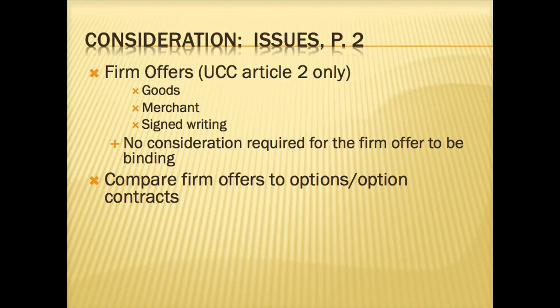Another issue that arises with consideration is the issue of firm offers. Firm offers are under UCC Article 2, and there are several characteristics of firm offers, including that it has to be a contract for the sale of goods. The parties have to be merchants, which are experts, and it has to be in a signed writing. If there's a firm offer, that means the merchant is saying, okay, you want to buy this television, buyer, and the merchant then puts in a signed writing that the merchant will sell the television to the buyer at a set price and leaves that offer open for a period of time. That's what a firm offer is. There's no consideration required for that firm offer to be binding on the merchant. And this is an example of where Article 2 is different than the common law.